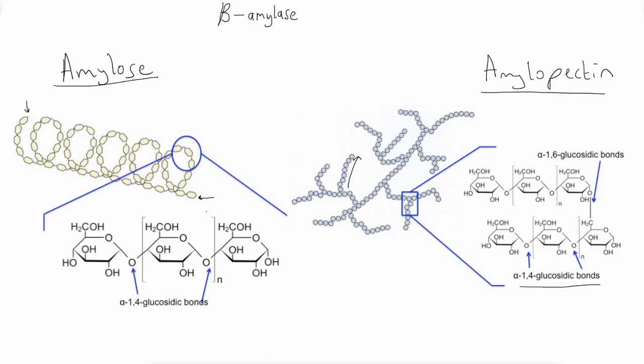The second enzyme I want to talk about is called alpha amylase. Now, alpha amylase can hydrolyze bonds from anywhere in a linear chain, and it hydrolyzes alpha-1,4 glycosidic bonds. Both alpha and beta amylase produce maltose.